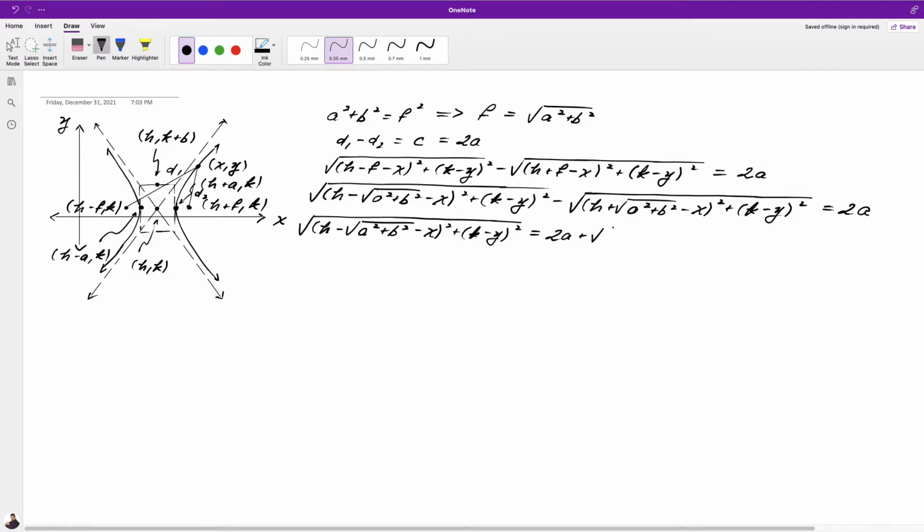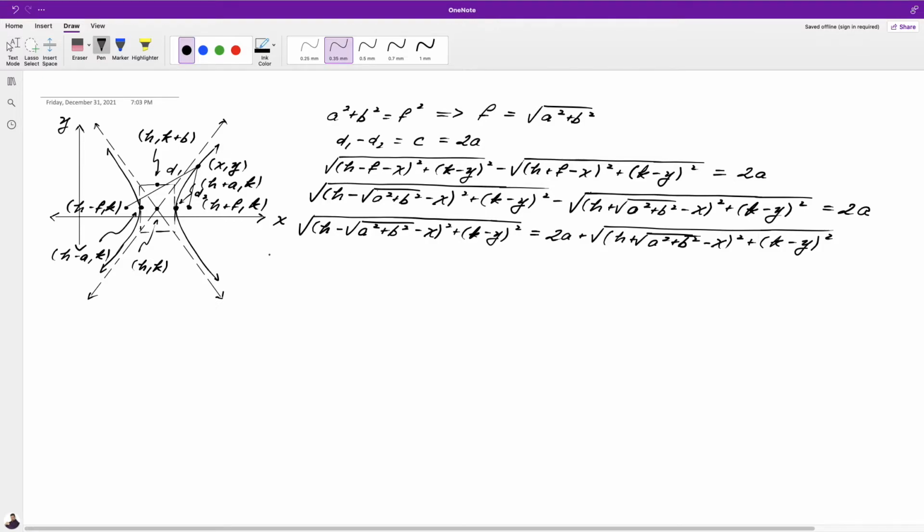to both sides, the square root of h plus the square root of a squared plus b squared minus x all squared plus the quantity k minus y squared. Okay. Now, checking that to make sure we have no errors. No errors. Good. Okay. So let's now square both sides and see what we get.